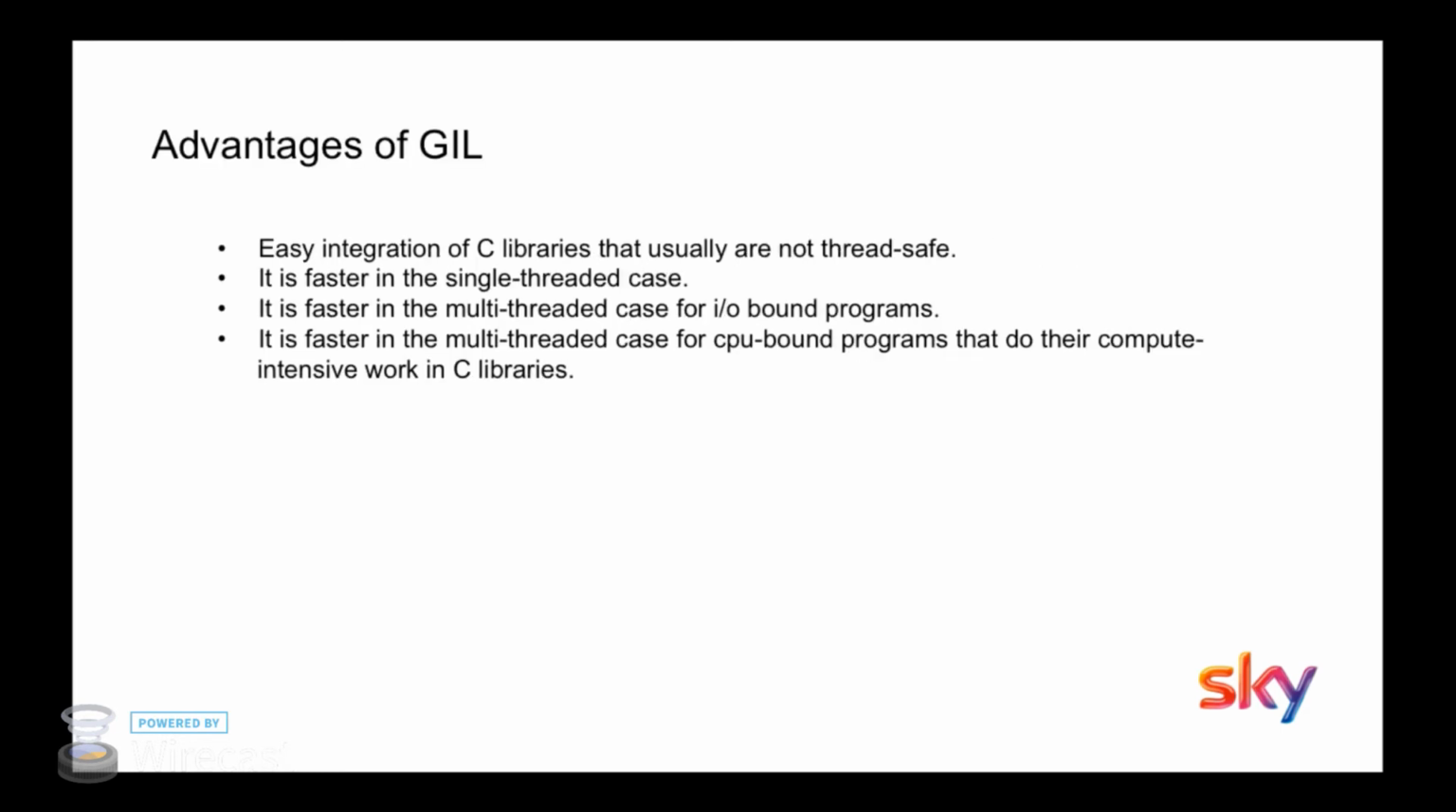Even though we see this as a limitation, there are some advantages of the GIL. It is mainly for easy integration of C libraries, which are mostly not thread safe, and it is much faster in the single-threaded case. If there are I/O bound programs, then it is faster in the multi-threaded case as well. But if it is CPU bound, then it is not, unless we do intensive work in C libraries.